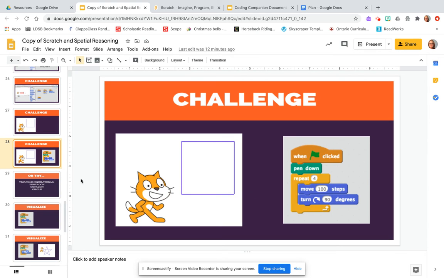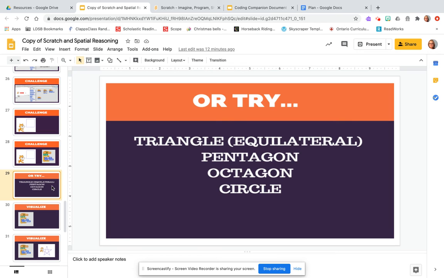Once they figured this one out, you can ask them to try it out with a triangle. An equilateral triangle is a pretty tricky one because you're coding the interior angle of a triangle, but you actually have to program your sprite to move on the exterior angle. So when they do that, they will end up coming up with like a pentagon or an octagon, and they start to learn the differences with coding and what they need to do for each direction.